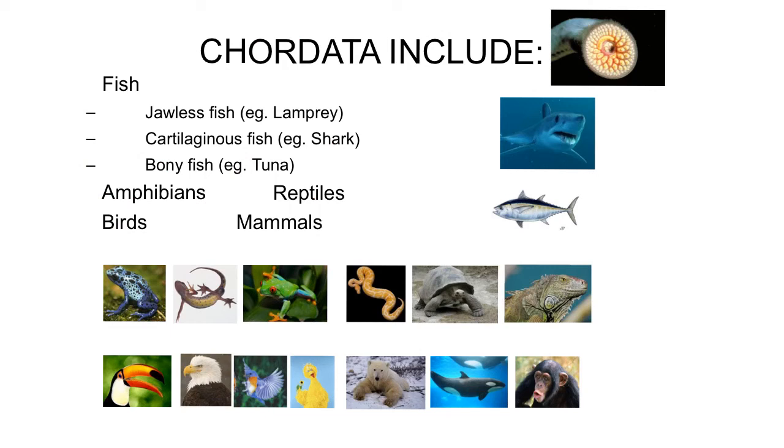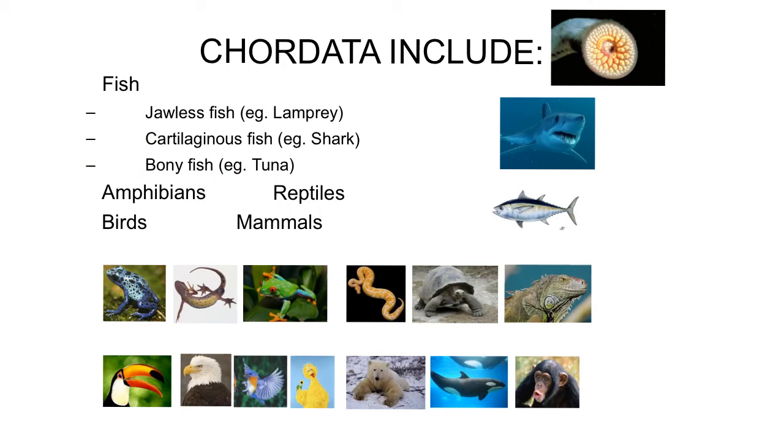Now, one thing that's also kind of interesting about the fish is we have a few different types. We have what is known as the jawless fish, so our lamprey over here has no jawbone. We also have our cartilaginous fish, so sharks are that type of fish, but they don't have any true bones. And then we have our bony fish, so things like tuna.